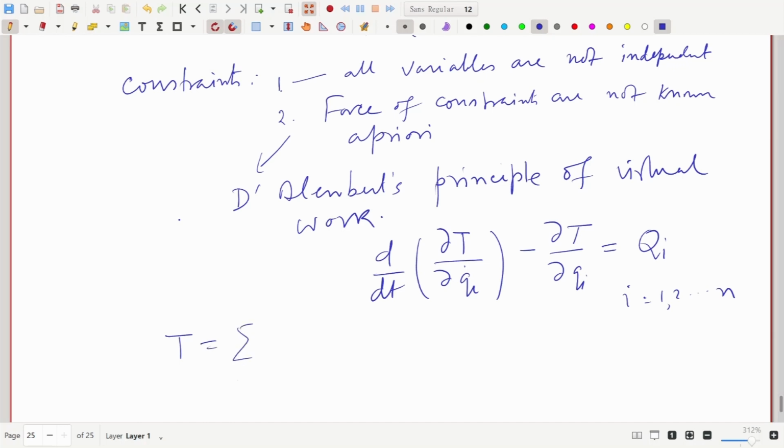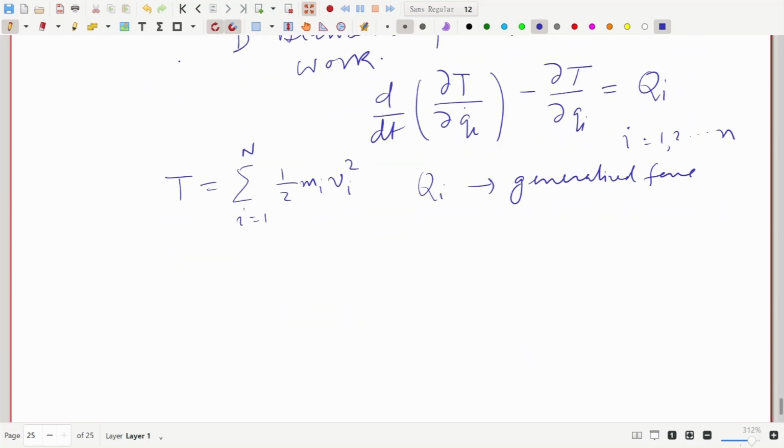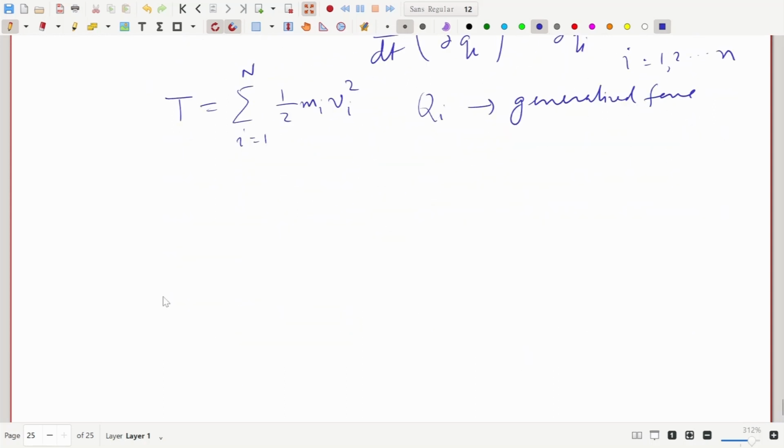So it is a sum over all particles, n particles, of half m_i v_i squared, and Q is the generalized force. We define the generalized force, and one has to find all these equations. So this is D'Alembert's equation, and this equation was obtained by considering that the virtual work done by all forces of constraint is 0. From that principle we obtain this equation of motion.